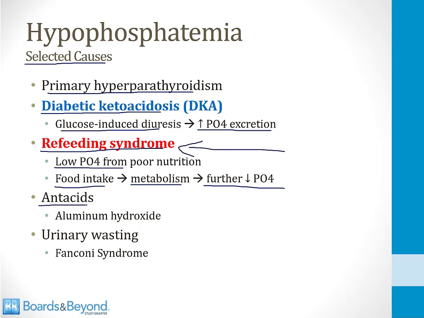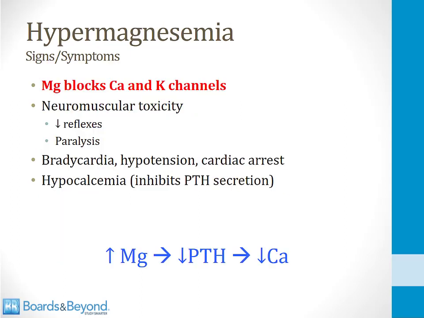There are certain antacids that bind phosphate in the gut. The classic drug to do this is aluminum hydroxide, and this can lead to hypophosphatemia. And then lastly, the Fanconi syndrome is something I talk about in the renal modules. In this syndrome, there's urinary wasting of phosphate because of dysfunction of the proximal tubule, and that can lead to hypophosphatemia. I'll finish this video by talking about magnesium.